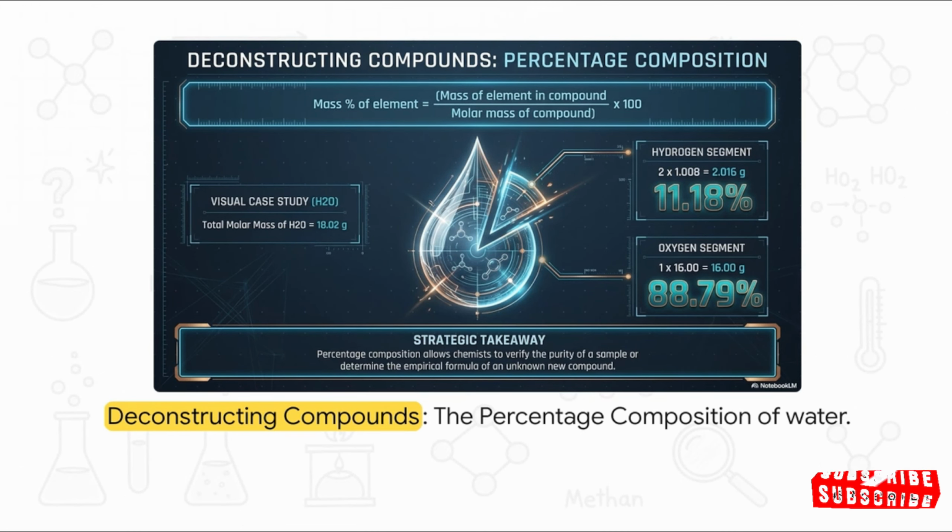Finally, how do we know if we actually built our recipe correctly? Well, we can reverse engineer it using percentage composition. By breaking down a simple water droplet, for instance, we can calculate exactly how much of its total weight comes from each element. Since hydrogen is super light and oxygen is much heavier, water is always precisely 11.18% hydrogen and 88.79% oxygen by mass. Verifying this precise percentage allows chemists to check a sample's purity or even figure out the exact formula of a brand new, mysterious compound.